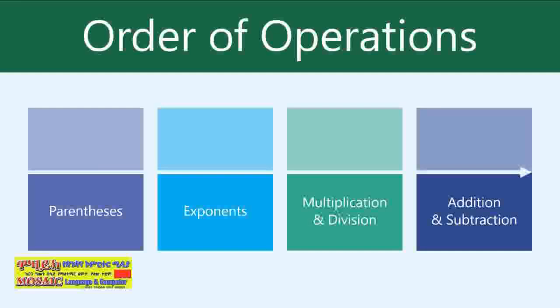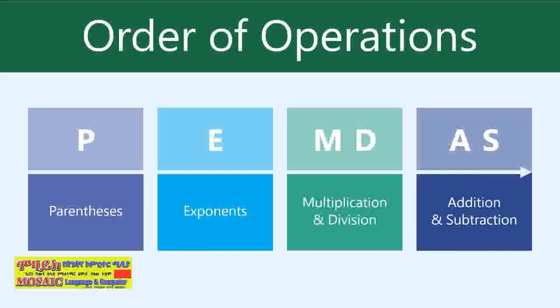Google Sheets uses a set of rules called the order of operations, which you might remember from math class. The order of operations determines which parts of the formula to calculate first. The very first thing that you calculate are the items in parentheses. Then, if you have any exponents, you'll calculate those. Next is multiplication and division, and finally, addition and subtraction.